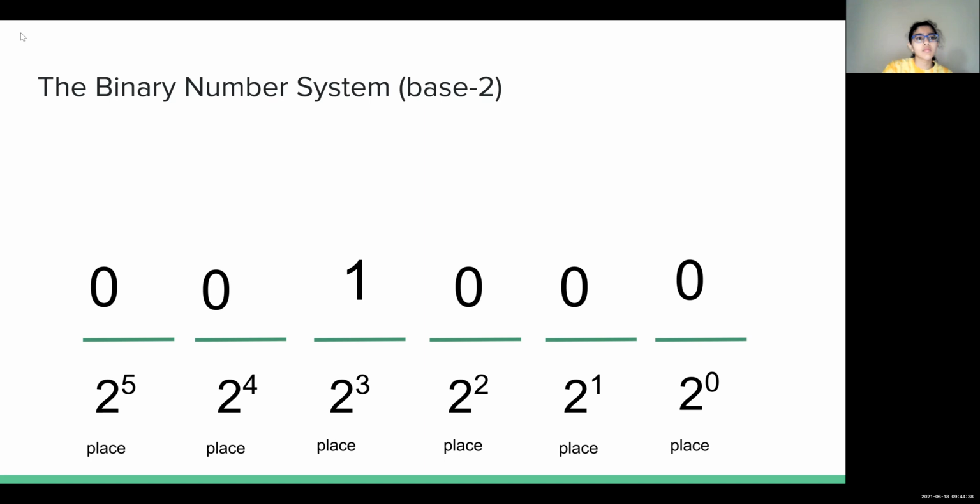What you do is you multiply the place value by the value that's in the place, right? So here you do 2 to the power of 3 times 1. And if there was a 1 somewhere else, say in the 2 to the power of 1's place, you'd do 2 to the power of 1 times 1. So do exactly what you would do in base 10. Just do that for base 2, and then you're going to get your base 10 value.